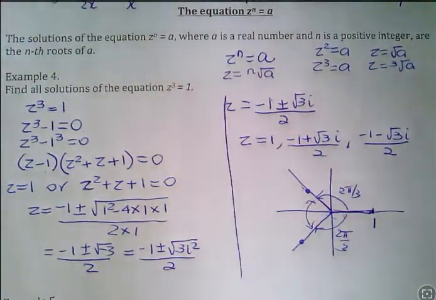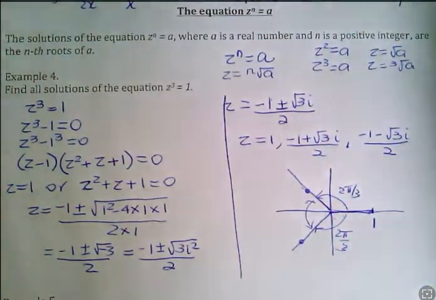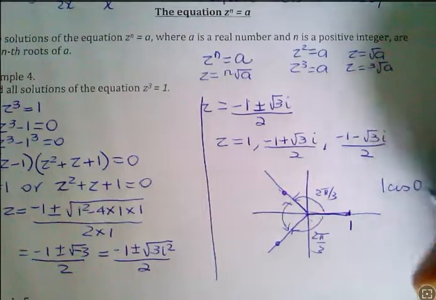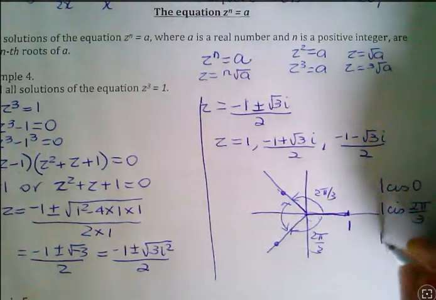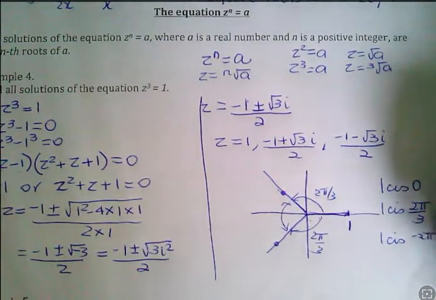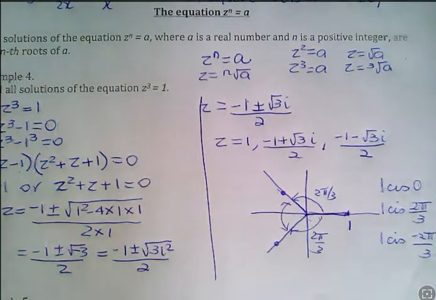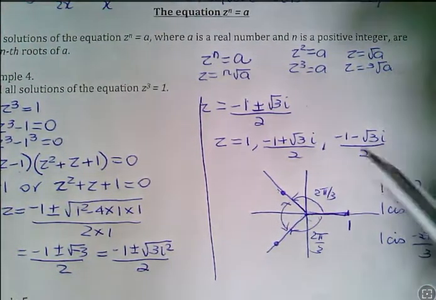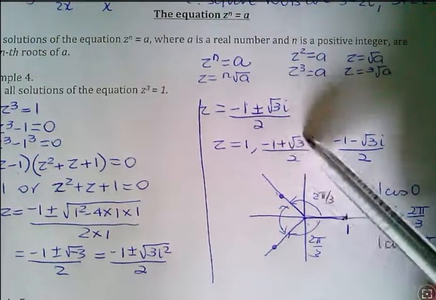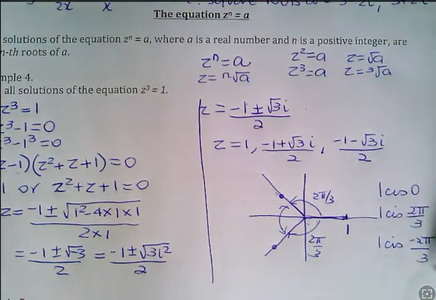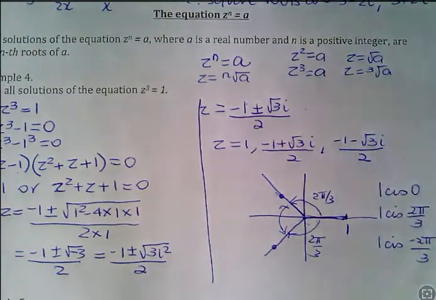Okay, and the solutions, the way we would have written them last year, would be 1 cis 0, 1 cis 2 pi on 3, and 1 cis negative 2 pi on 3. And if you actually evaluate cis 2 pi on 3, that's cos 2 pi on 3 plus i sine 2 pi on 3. You would get this one here. And cis negative 2 pi on 3, you would get that answer there.